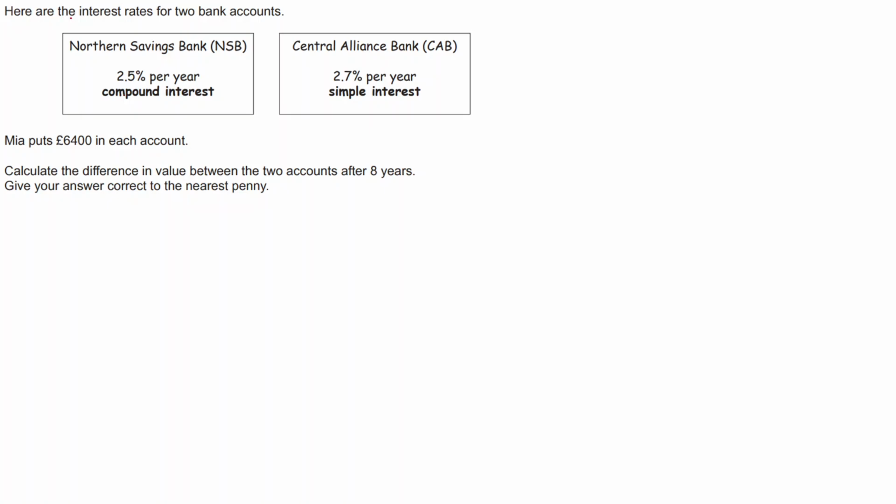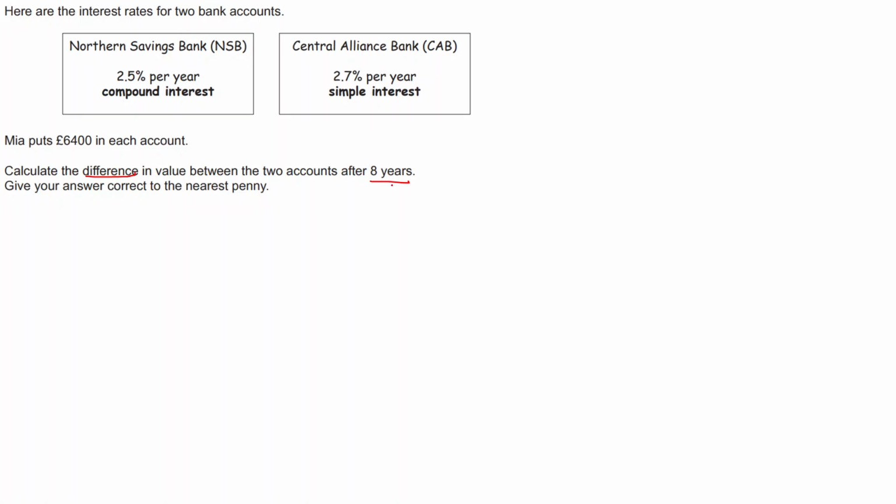Okay, so similar kind of question, but with a slight difference. So here are two interest rates for two banks. We've got the Northern Savings Bank, NSB, which is 2.5% compound interest, really important. And we've got the Central Alliance Bank, CAB, which is 2.7% simple interest. Right. Mir put £6,100 into each account. Calculate the difference in value between the two accounts after 8 years.